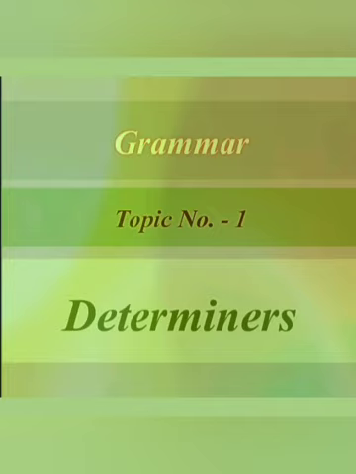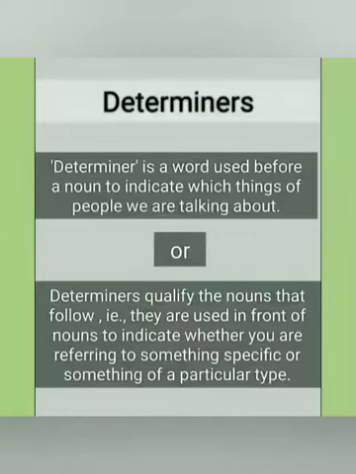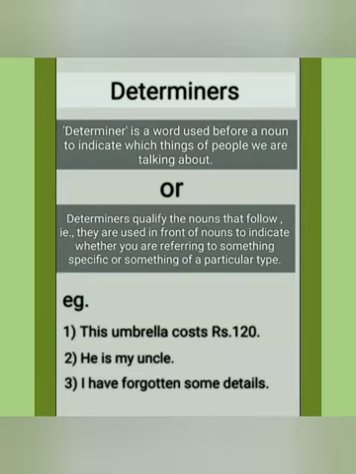Topic number 1, determiners. Now what are determiners? Determiners are words placed in front of a noun so that what the noun is referring to can be defined. For example, words like a, an, the, my, this, some, many, all are determiners. So it is placed before a noun so as to qualify it or modify it.